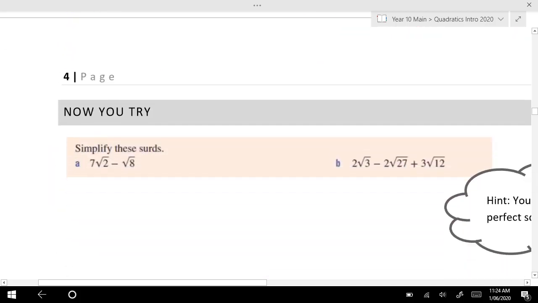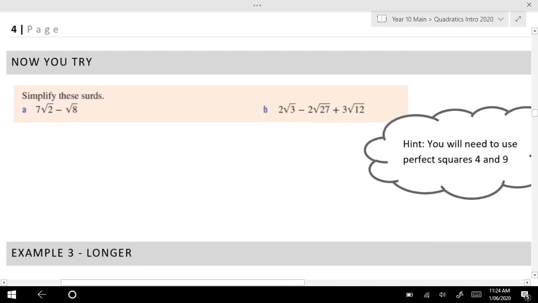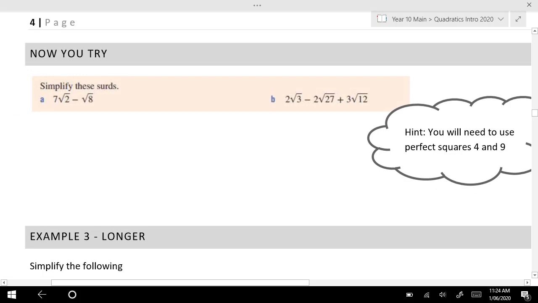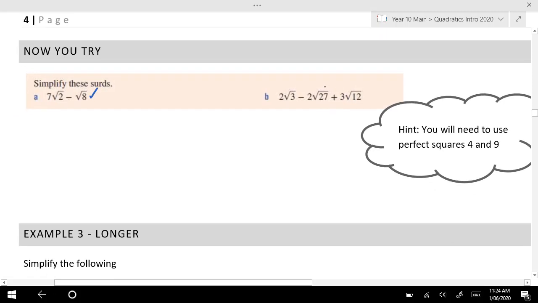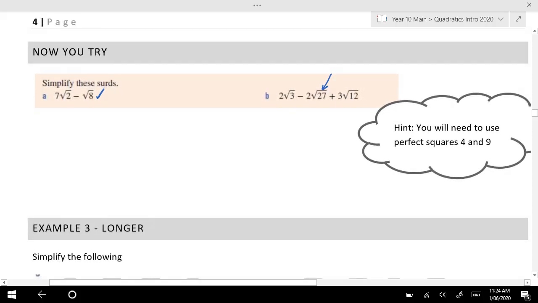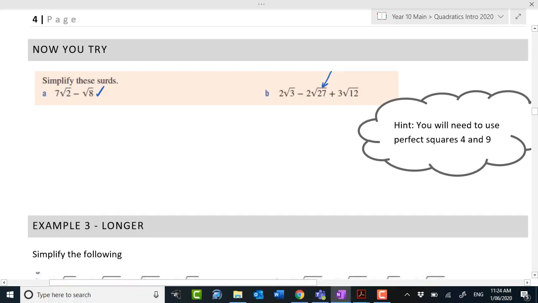Okay, now it's your turn to try. Just remember, you need to use the perfect squares. For this one over here, you'll need to use the perfect square of 4. For this one over here, you'll need to use the perfect square of 9. Can I get you to try this now? Pause this now, have a go at this.